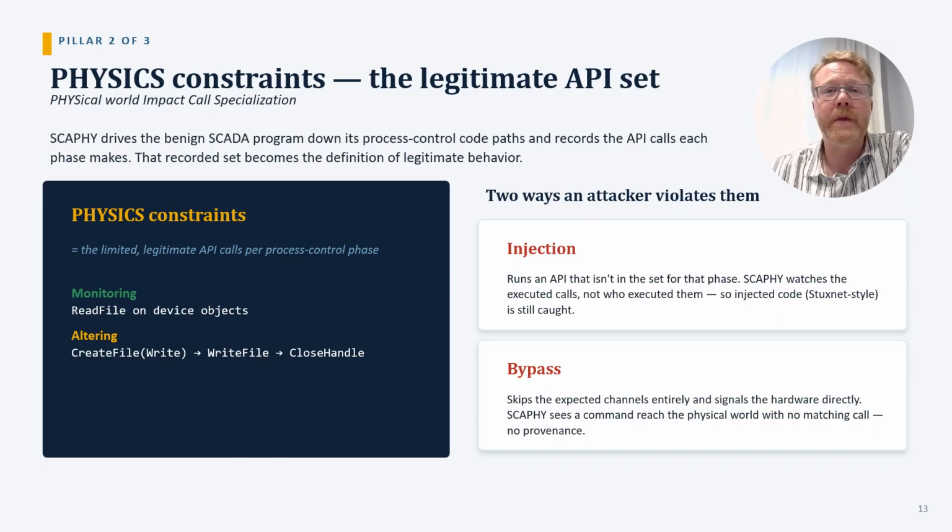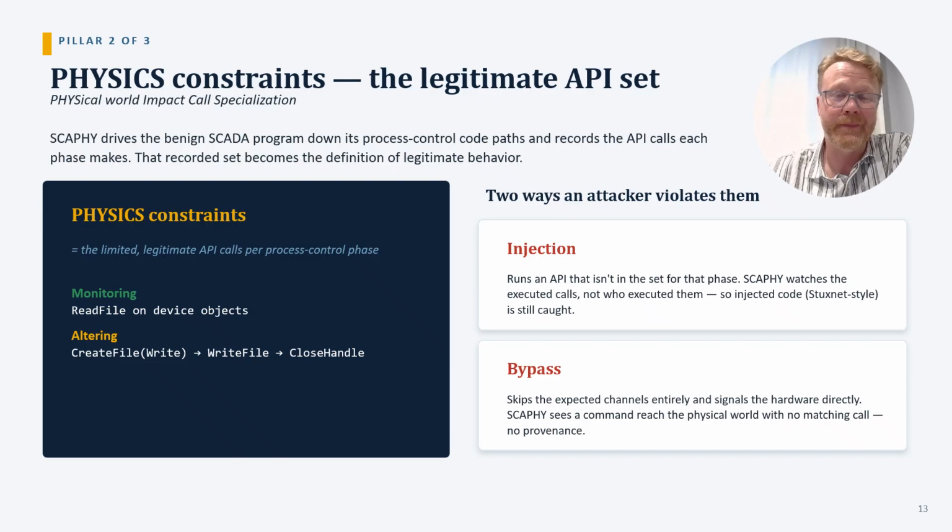The second pillar is physics. Physics is an acronym standing for Physical World Impact Call Specialization. Instead of a human writing rules, SCAPHY runs the legitimate program and records what APIs each phase uses. That recorded set is the rulebook.